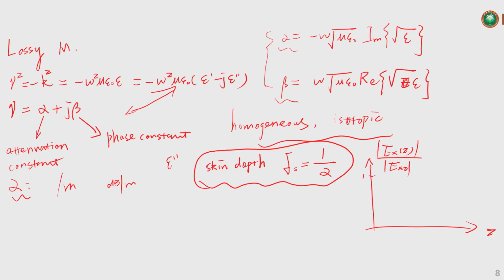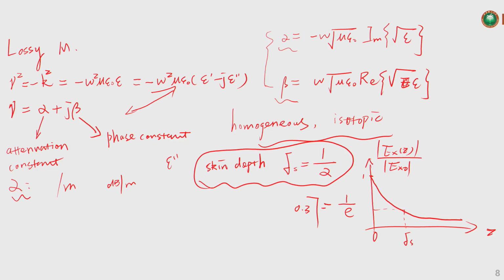At the surface it is from 1 to 0, right? Then when it penetrates into this material, its electric field decreases. So the skin depth is related to here, 1 over d, which is around 0.37. When it is reduced to 0.37 times the initial electric field, the corresponding depth or distance is defined as the skin depth.